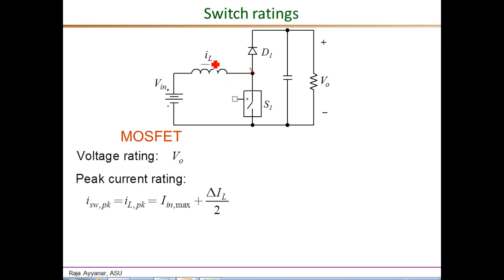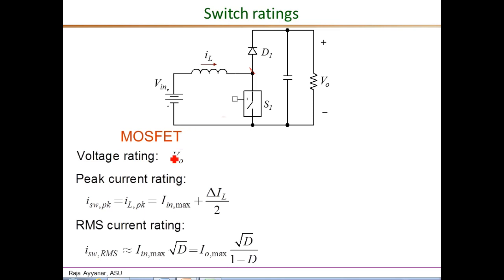Now the peak current is the peak inductor current, and the peak inductor current is the maximum value of IN under all operating conditions, plus 1/2 of the peak-to-peak ripple that we allow in the inductor current. Now for a MOSFET, the RMS current is also an important parameter. So the switch RMS current, if you look at the switch current, it conducts IN max for a duration of DTS and 0 current during the 1 minus D period. Therefore, the RMS value is simply the IN max times square root of D.